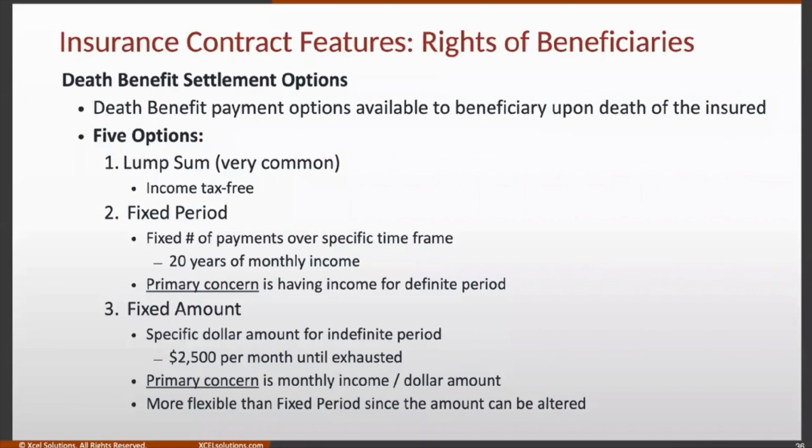A person will choose a fixed amount when their primary concern is monthly income and a specific dollar amount they know they need being paid into their household for a period of time, however long that takes that insurance company to pay them out that fixed amount. More flexible than fixed period, since the amount can be altered. So if they start out at 2,500, they could increase it to 3,000, they could increase it to 3,500. It just will shorten the period of time it is paid out to them.